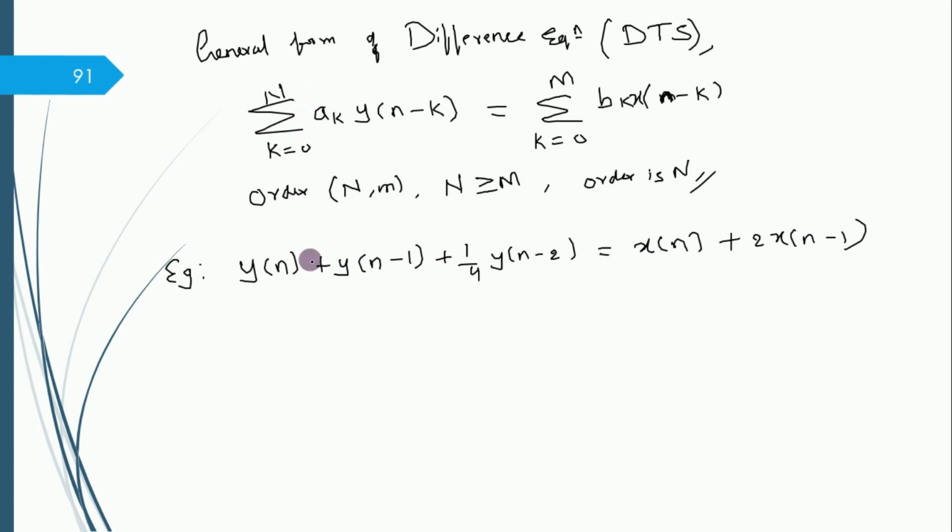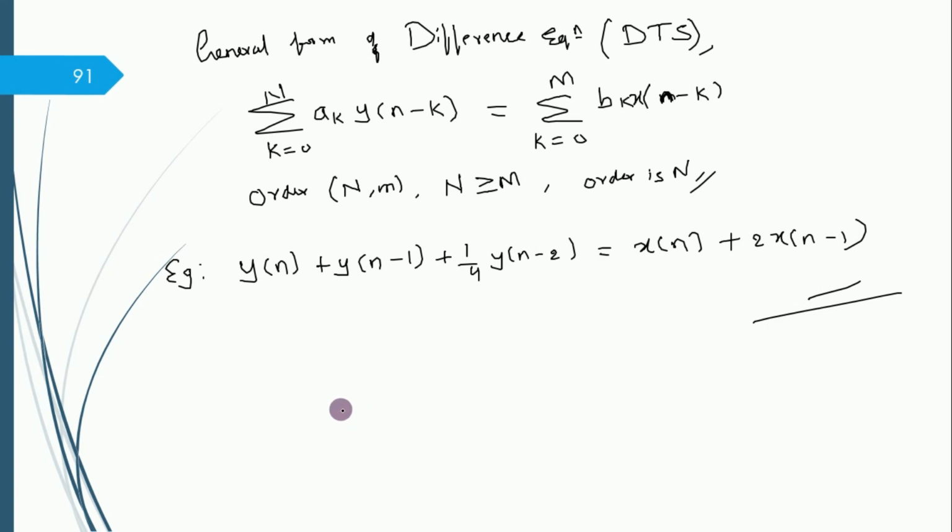Here you can check. Summation means these pluses. a k means constants: 1, 1, 1 by 4. These are a k's. b k means constants 1 and 2. These are b k's. y of n minus k means y of n minus 0, y of n minus 1, y of n minus 2. Here x of n minus k means x of n minus 0, x of n minus 1. So these are the general forms of the difference equation.